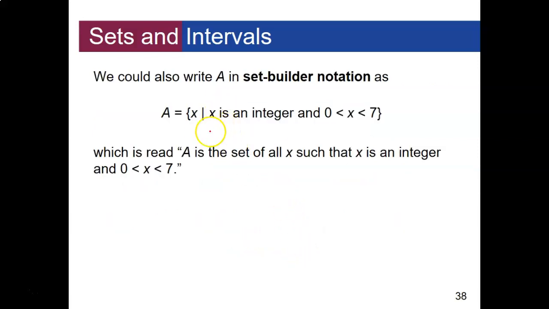Okay, so we can write it in set builder notation too. So this would be A is the set of all x such that, this vertical line is read as "such that", x is an integer between 0 and 7.